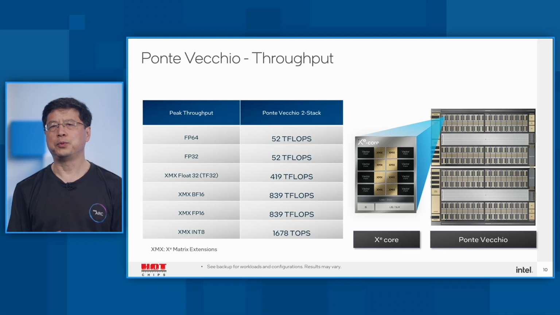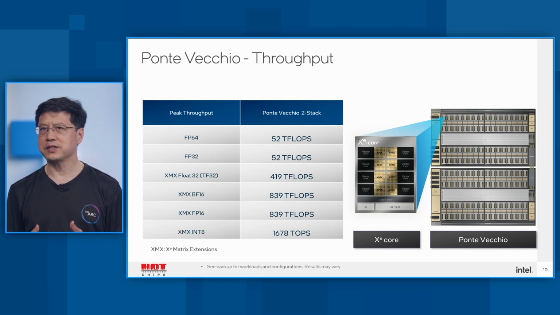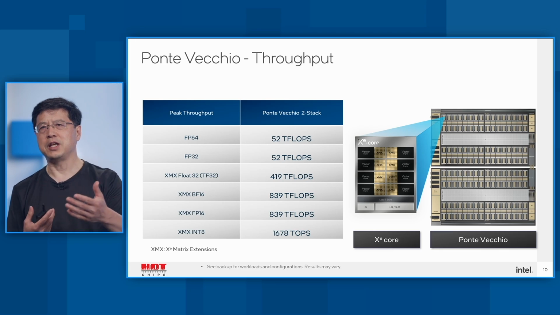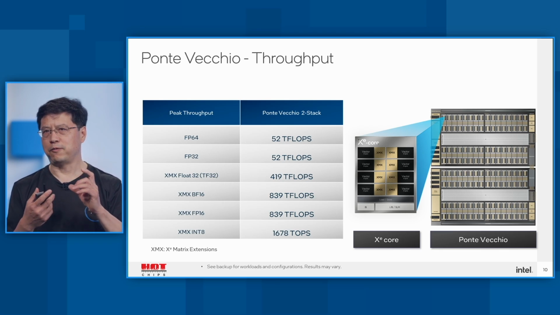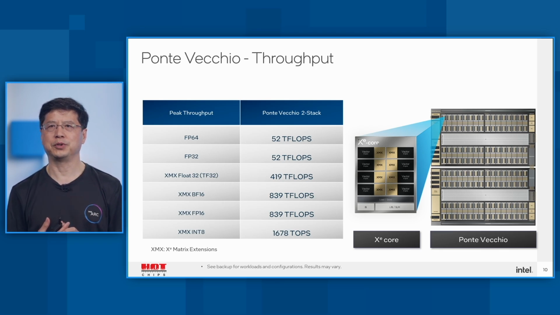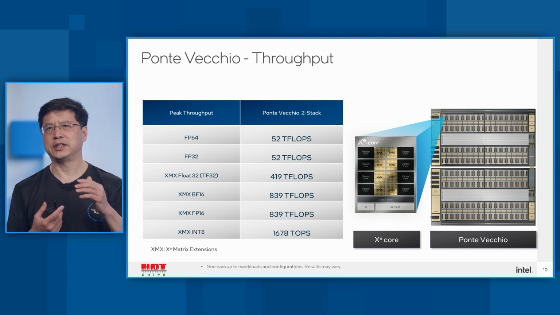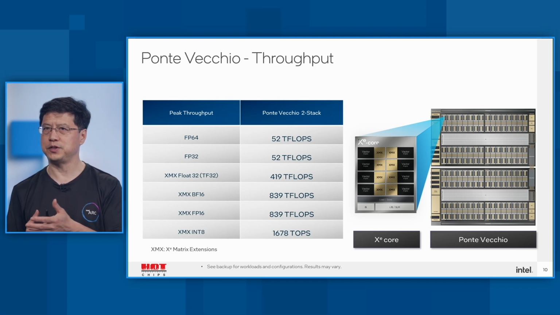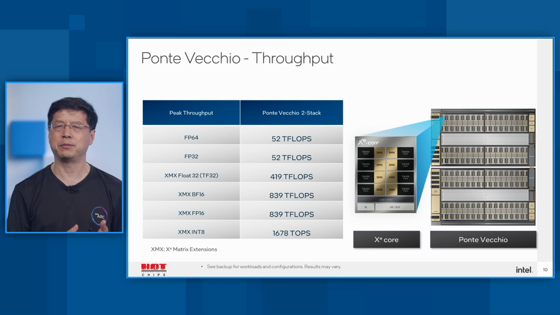Now let's talk about the Ponte Vecchio architecture ingredients. And let's start with throughput. Ponte Vecchio packs a lot of compute in the package. And in this table, we show the vector and the matrix computation throughput. It's important to have high throughput 64-bit floating point operation for HPC. That's the market we care about.